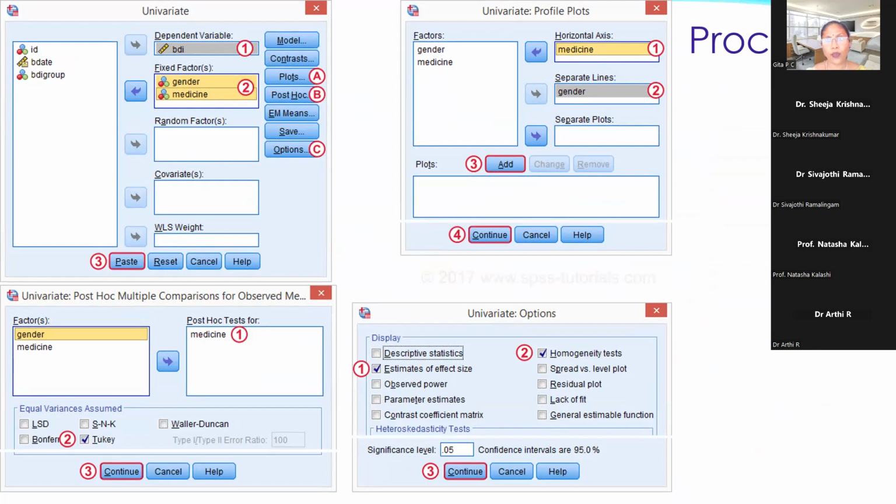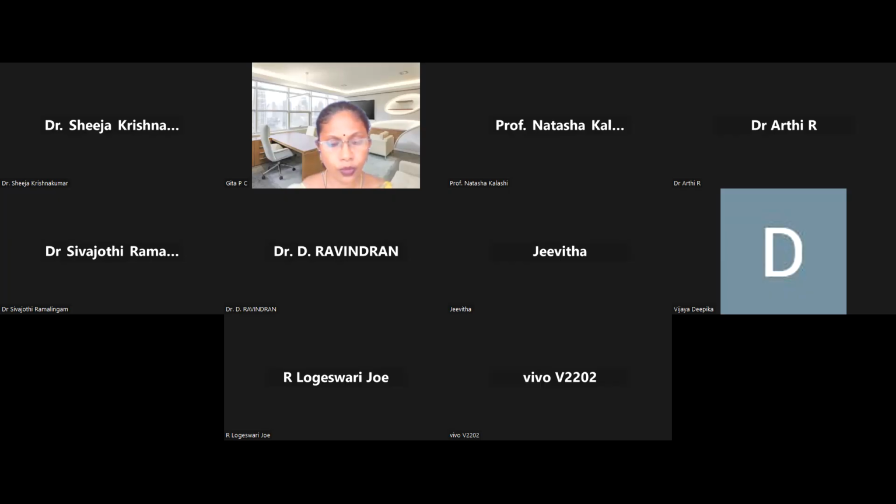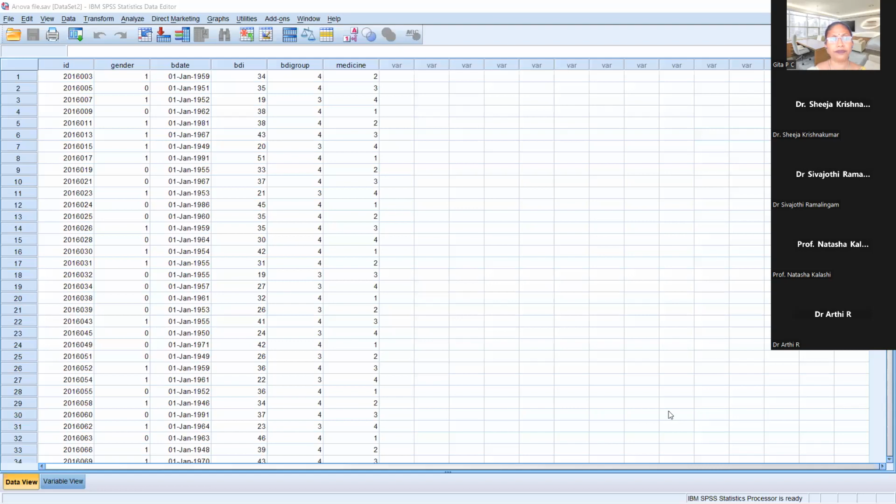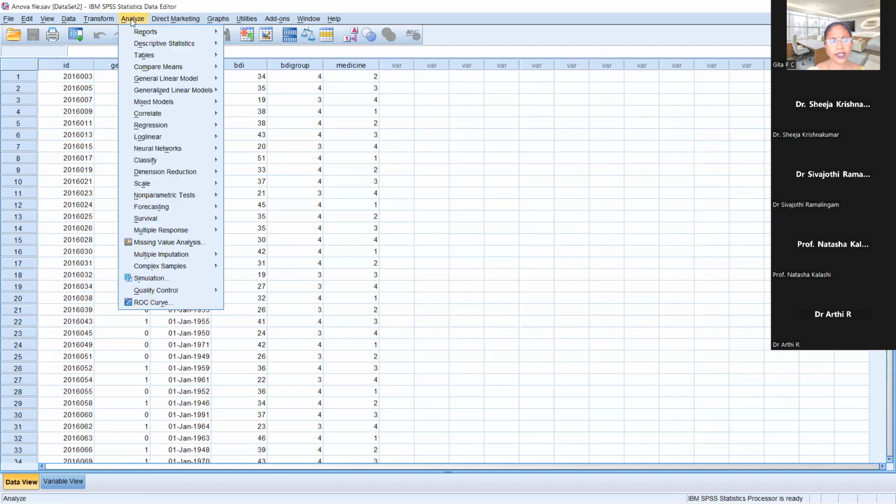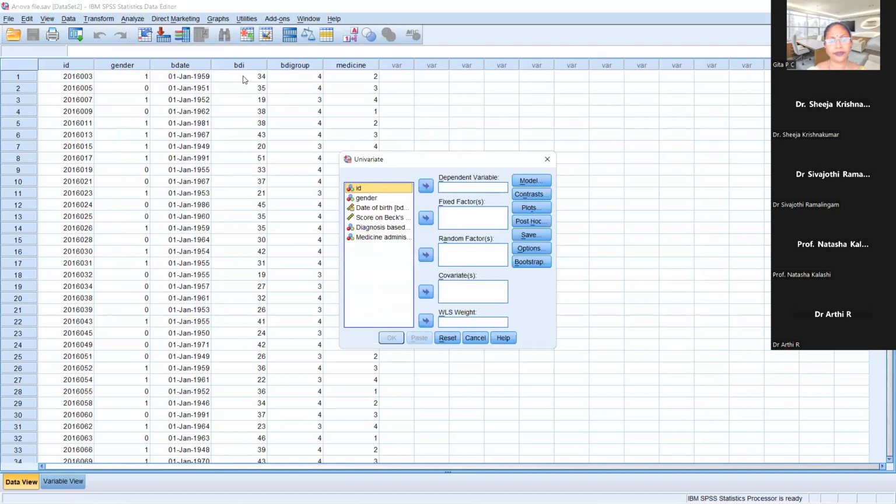So I'm quitting this PowerPoint and I'm going to go to the ANOVA file, which we already have open. So can you see my SPSS screen? Yes, ma'am. Right. So let's go to Analyze, General Linear Model, Univariate.